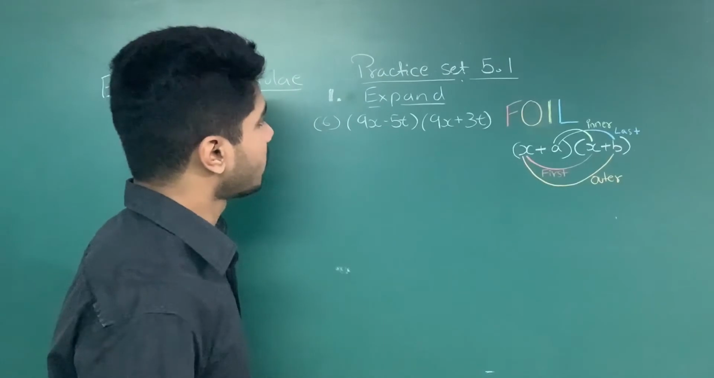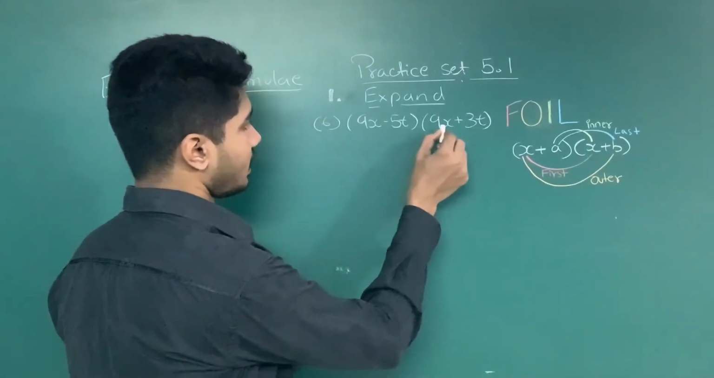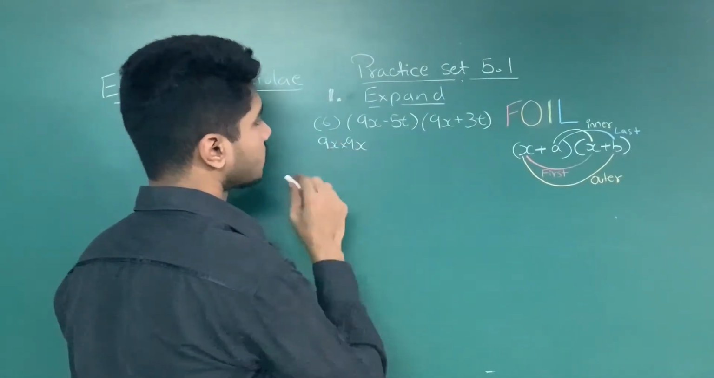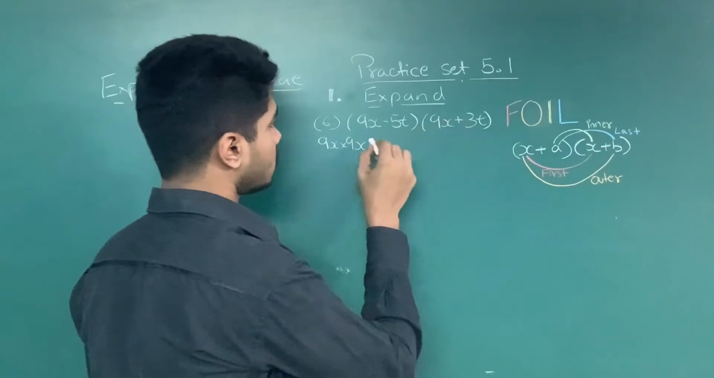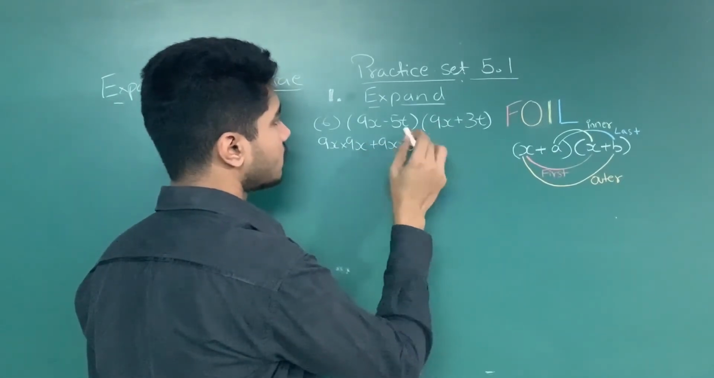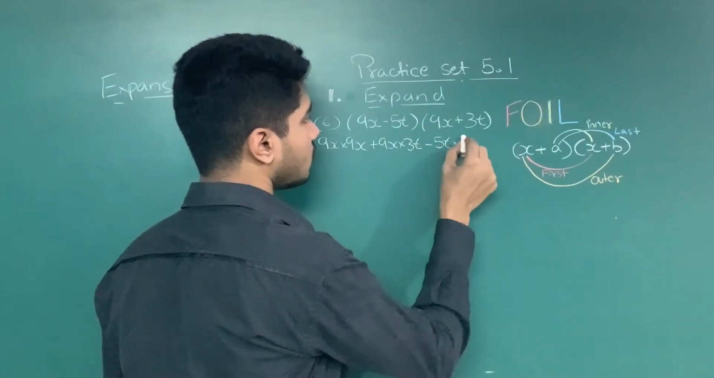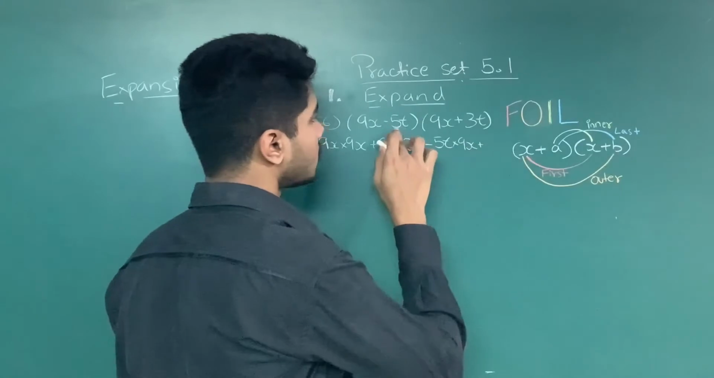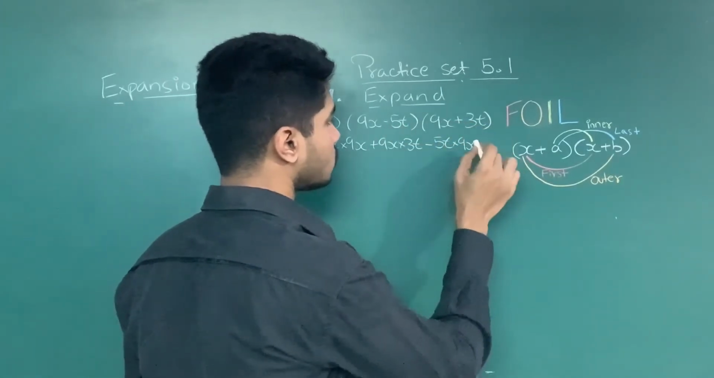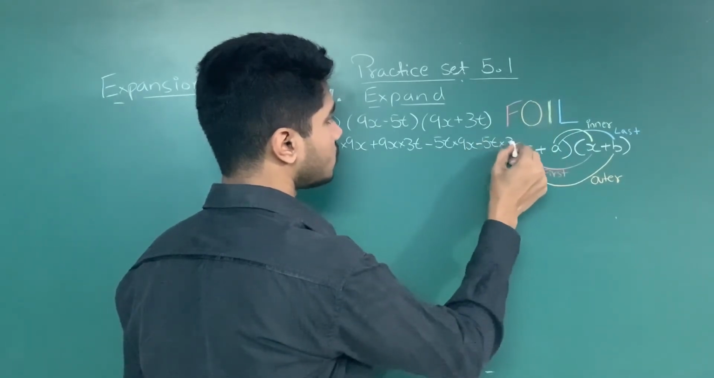Sixth question, (9x - 5t)(9x + 3t). So you multiply 9x into 9x, then 9x into 3t, minus 5t into 9x, plus minus 5t into plus 3t. So minus plus will change to minus, then it will be 5t into 3t.